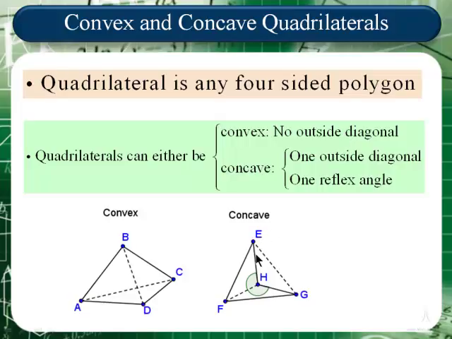While in the case of a concave quadrilateral, what do we find here? Let's call it EFGH. So therefore the first diagonal will be the line segment FH and the other one EG. And now we notice that the diagonal EG lies outside this quadrilateral.